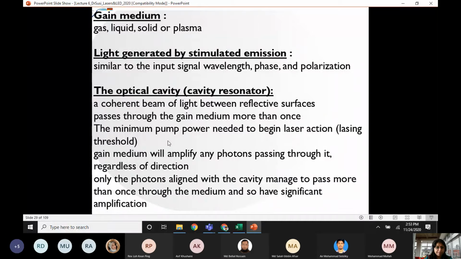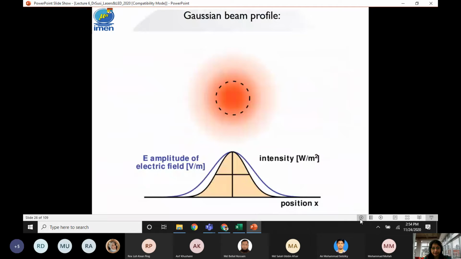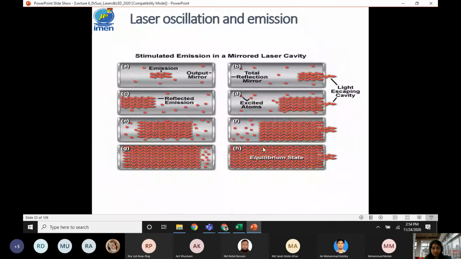So for the minimum pump power needed to begin laser action, the lasing threshold, the gain medium will amplify the photons passing through it regardless of direction, and only the photons aligned with the cavity manage to pass more than once through the medium and so have significant amplification. So basically it is saying that all these photons must be coherent with each other: the same amplitude, same phase, and same modulation. Then only they can lase out. They are similar.